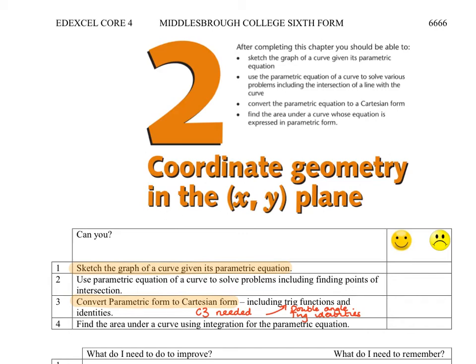This is Thursday the 19th of January 2017, and just a quick recap on what we've done so far. It was all about parametric equations, and a parameter is a third variable which connects your x and y. We've also converted from parametric form, and we've written our equation in a Cartesian form. So that means eliminating t to get y in terms of x.